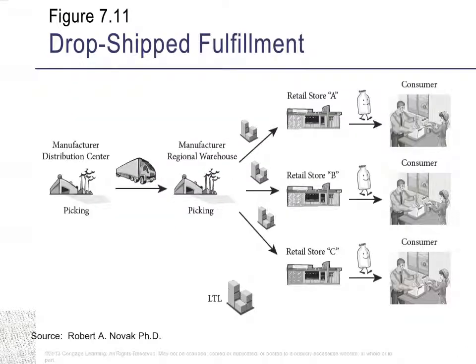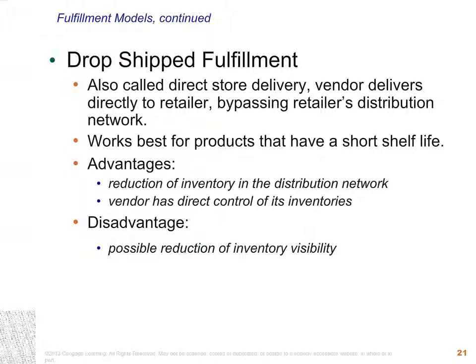Dropship fulfillment is a fulfillment model in which the manufacturer ships directly to the retail stores and doesn't go through a distribution center. And there are advantages and disadvantages to this. Okay, so the advantages and disadvantages. Well, one thing to note, this really works best for products that have a short life cycle or shelf life. Milk, eggs, produce, right?